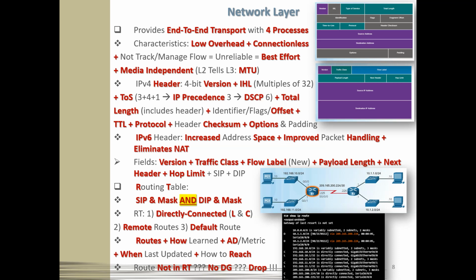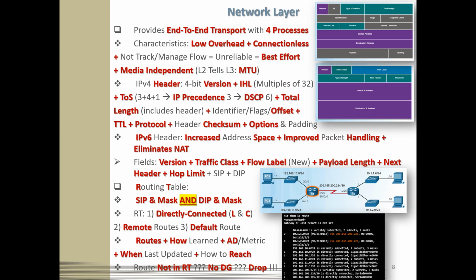Hop limit. The 8-bit hop limit field replaces the IPv4 TTL field that we used to have. This value is decremented by 1, as you expect, as it passes through each hop or each router. When it reaches 0, the packet is discarded. And then of course we have the source IPv6 address and destination IPv6 address, 128-bit fields that identify the sending host and the receiving host.